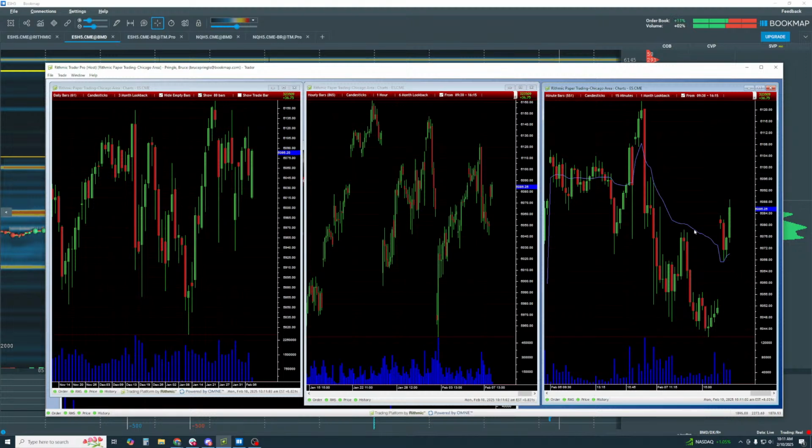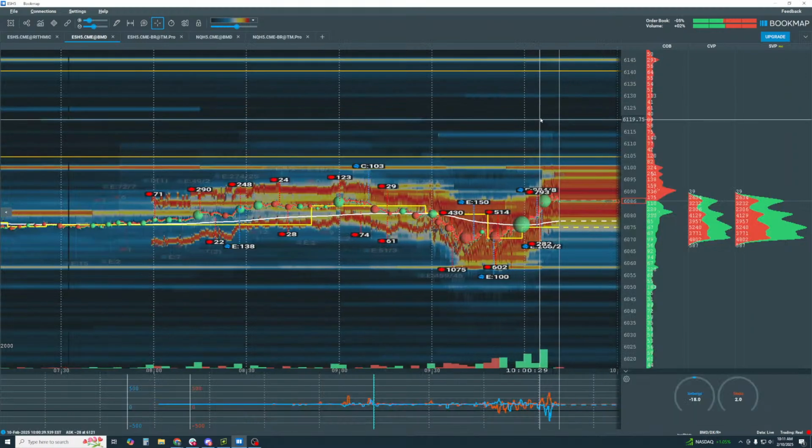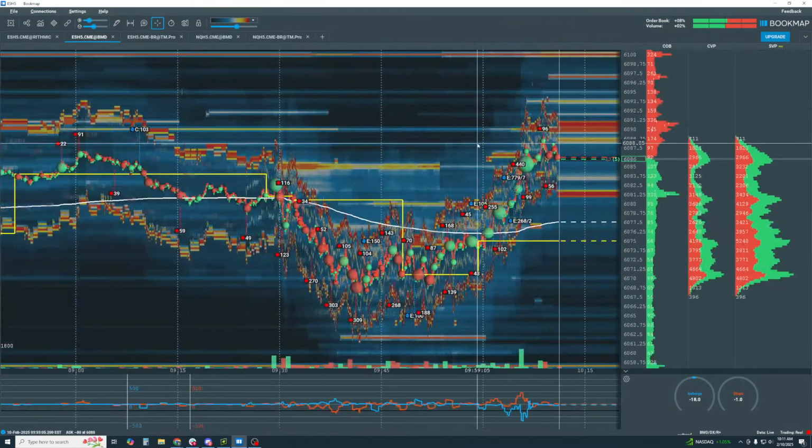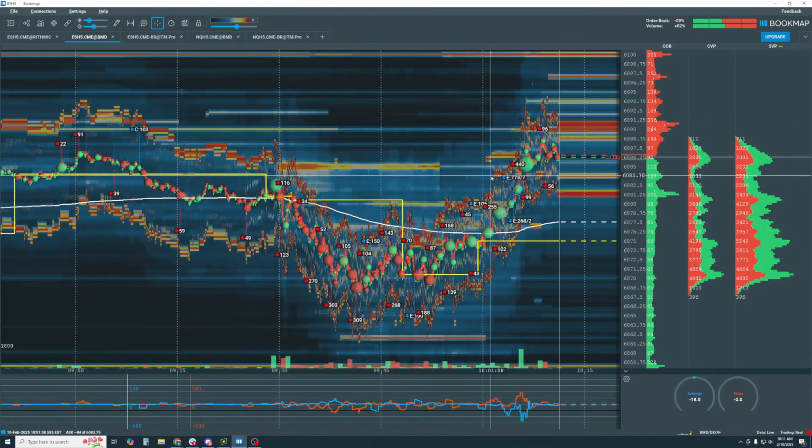Okay, the line I have on the chart here is VWAP. You can see that people have been buying off of the VWAP here, so that's a good sign as well. All right, that's the VWAP on the 15-minute chart. It's not for the day.